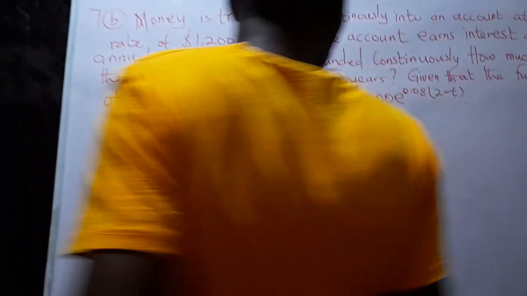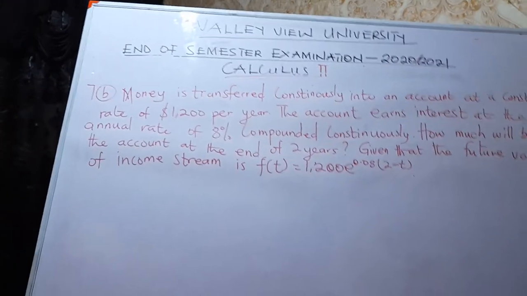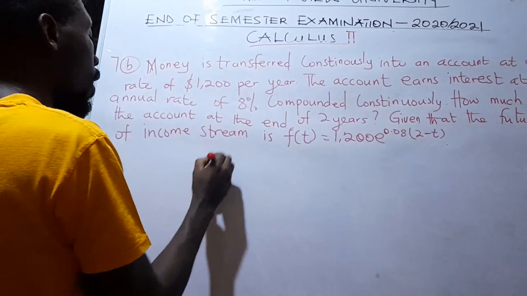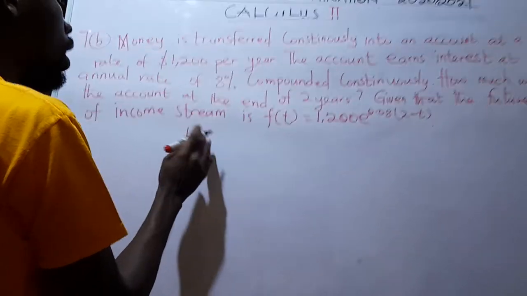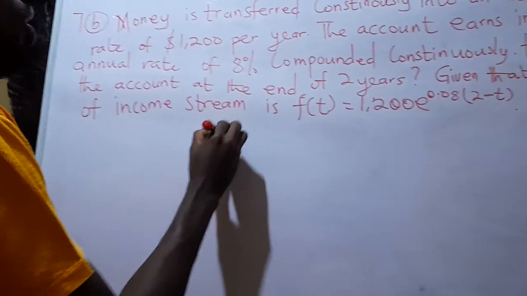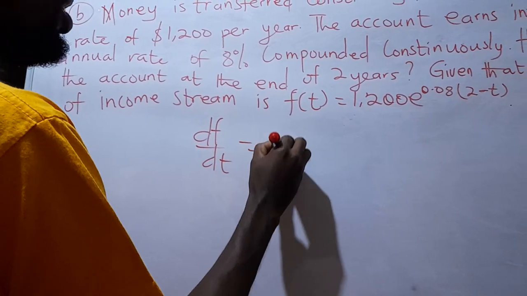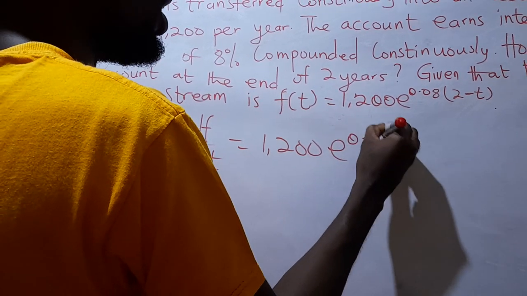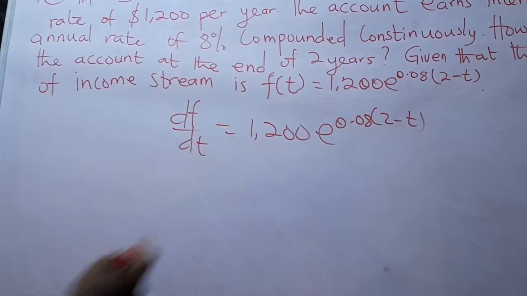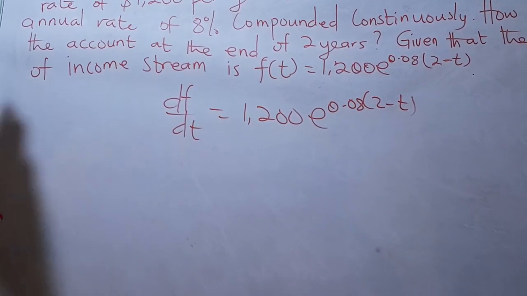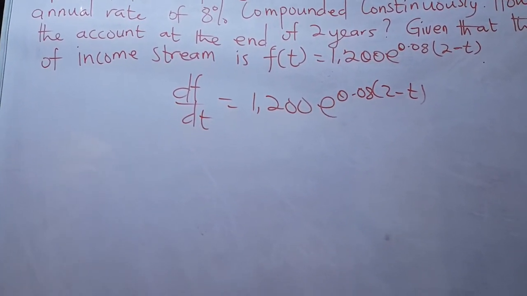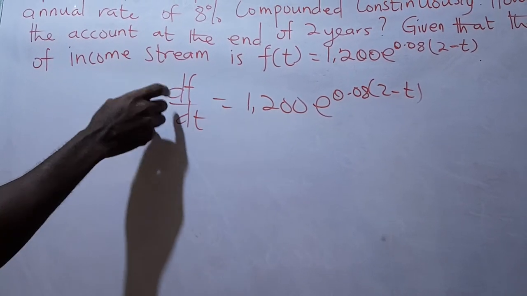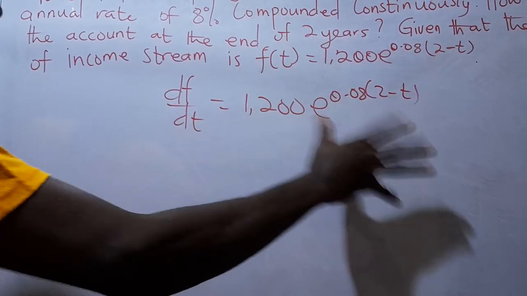So we can say that this future value is the change in value of the money that will come in the account. So we can say df over dt is equal to 1,200 e exponent 0.08 bracket 2 minus t. So what are they asking us to find? They're asking us to find the amount that will be in the account now. So if the future change in the account is this, then to get the amount in the account now, we need this function back. We need to just integrate this.